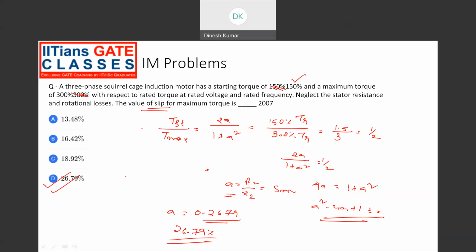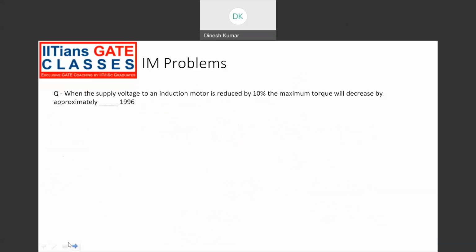Okay, let's go to the next question. A 1996 question. The supply voltage to an induction motor is reduced by 10%. The maximum torque will be reduced by approximately how much? Let's try to solve this question.